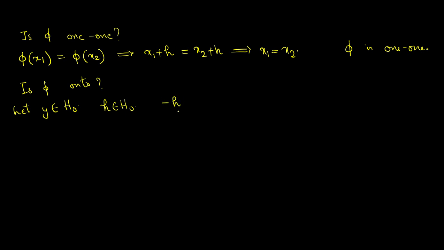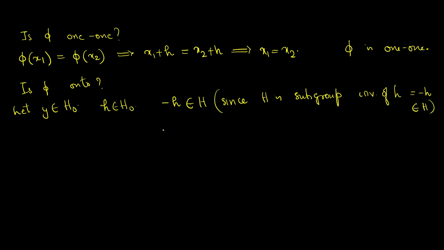Now consider minus h. This h is in capital H, so capital H is a subgroup. So the inverse of h, which is minus h, will also be there in capital H, since capital H is a subgroup. In this case it is an additive group, so we are considering minus h. The inverse of h, which is equal to minus h, will also be there in capital H. Now since h is odd, minus h is also odd, so we'll have minus h is also in HO.